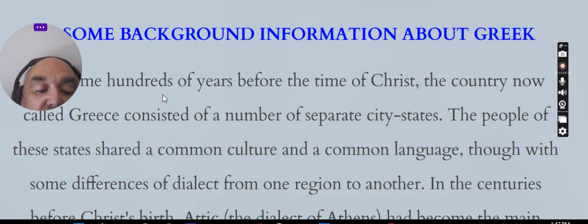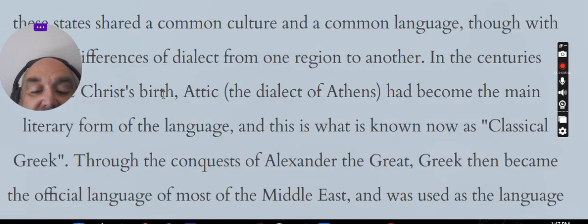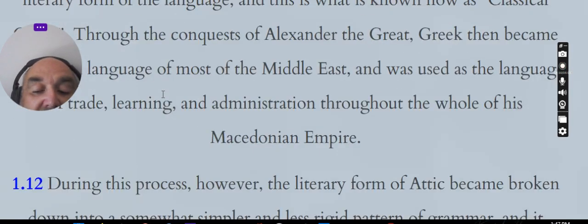Alexander brought Greek to the known world, as we would call it in the classical terms, out as far as Bactria, south as far as Egypt, and the Roman elite also learned Greek as far west as Rome.